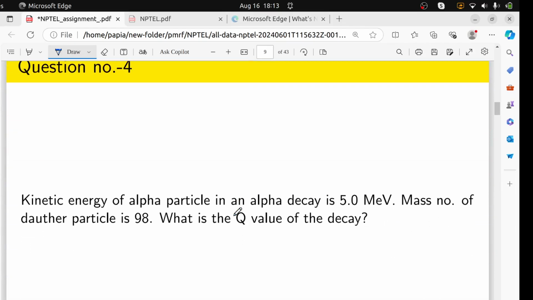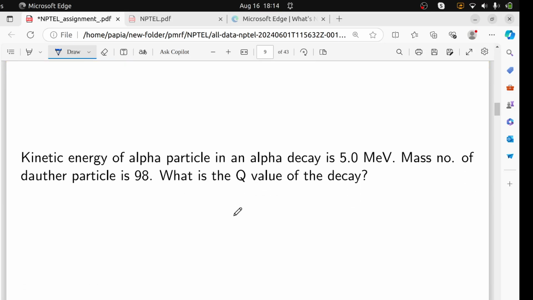Whenever it is a little bit tricky question, I will take some more time on that. But if it is a very simple question, then we can go directly to the next question. Obviously, if there is some doubt, you will ask me. But otherwise, we can go to the next question. Right? The kinetic energy of the alpha particle in an alpha decay is 5 MeV. Mass of the daughter particle is 98. What is the value of Q of the decay? Exactly similar to the previous one, so just do that one quickly.